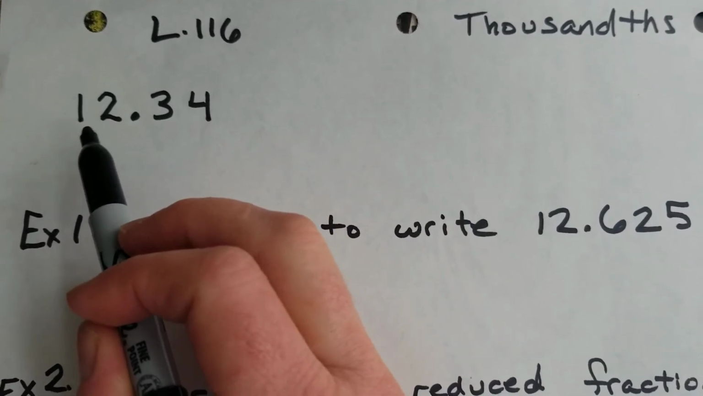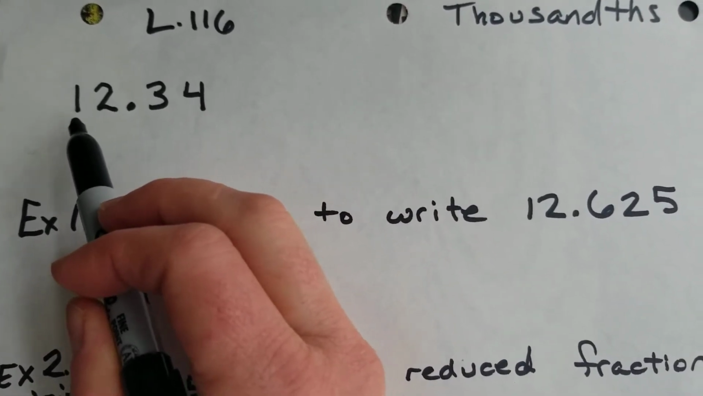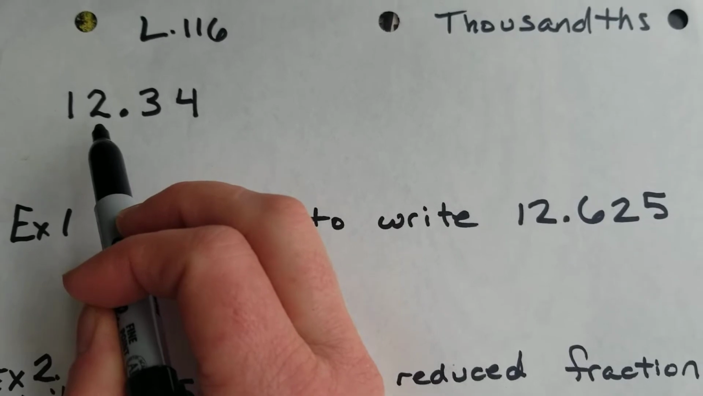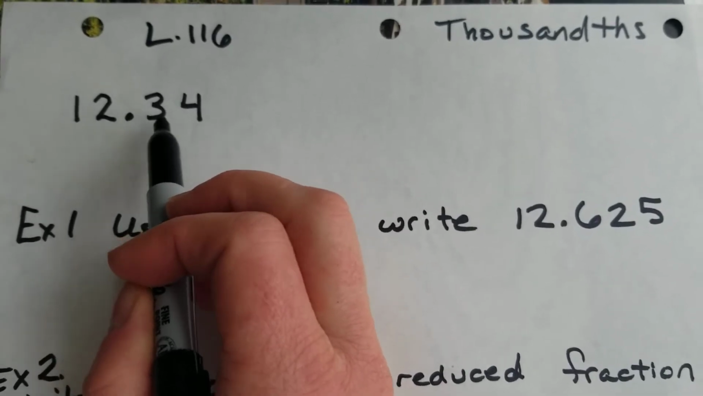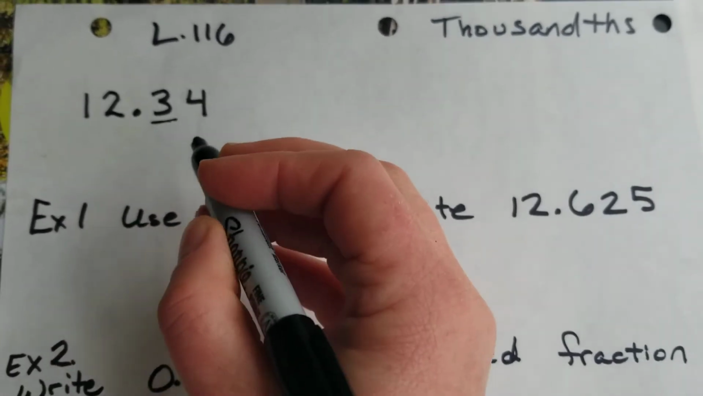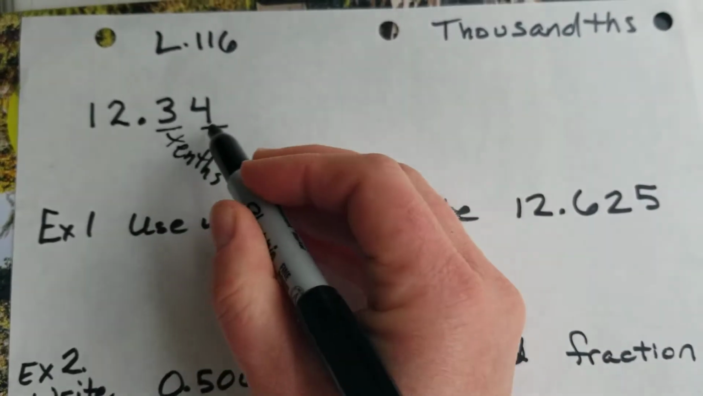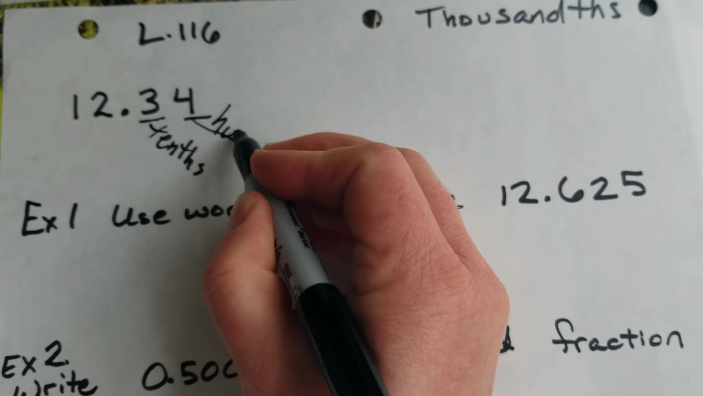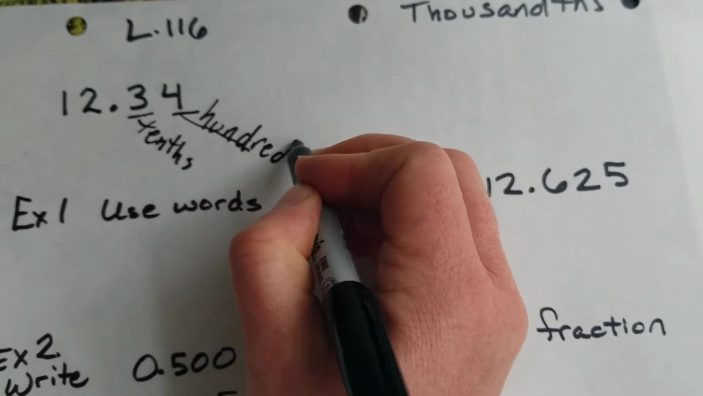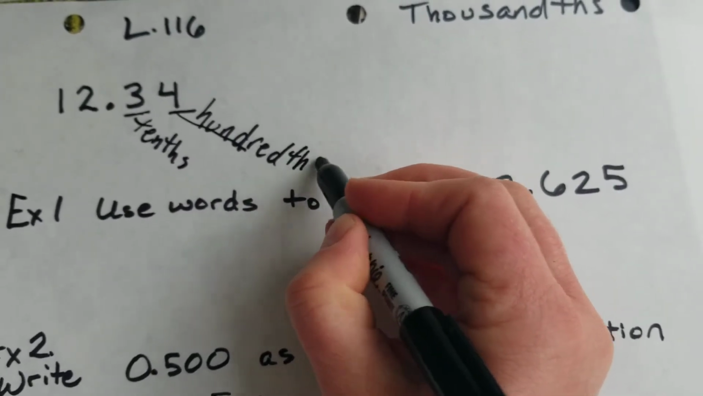We all know this is the tens place where the 1 is. The 2 is in the ones place. We have the decimal point. If you remember the 3, this is your tenths. 4 is in hundredths. Remember, hundredths is spelled like hundred, but with a THS.